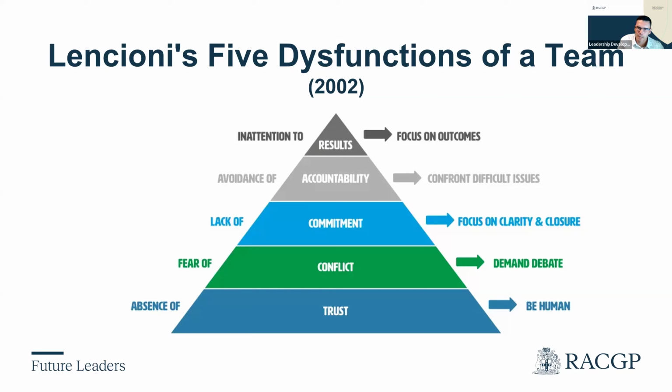So to create the environment where we can be confident that we're all working towards collective outcomes, we need to ensure that we address each of these aspects. So on the right-hand side there, in the absence of trust, just be human. Encourage that debate, respectful debate. Focus on clarity and closure when it comes to levels of commitment. Confront the difficult issues so everybody knows who's accountable for things, and focus on outcomes at the end of the day.